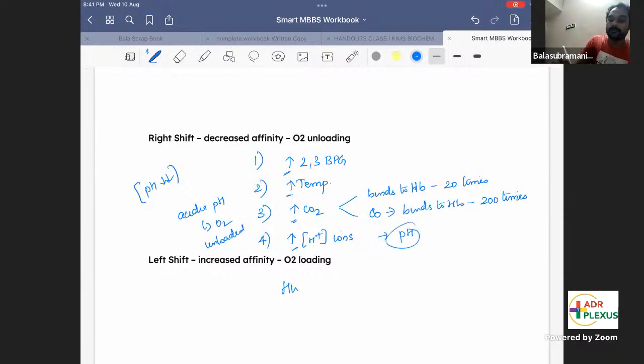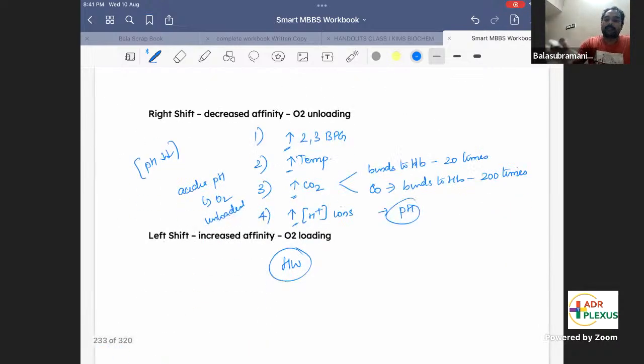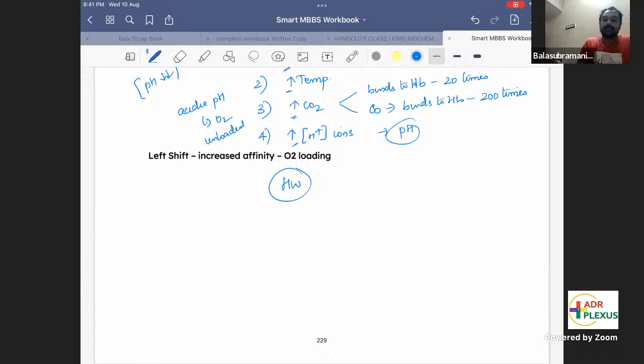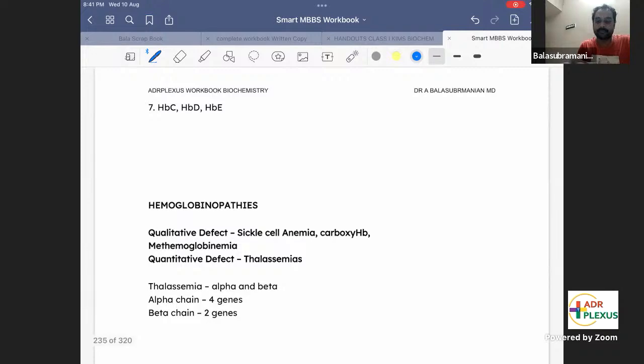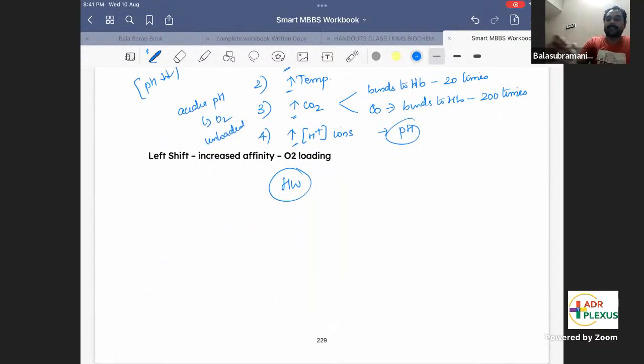Now, homework for you: you will write the conditions of left shift. That's very easy. It's just the opposite of all these things. Four conditions. You are going to write it on your own. Before going into that, I'm going to explain some things to you.